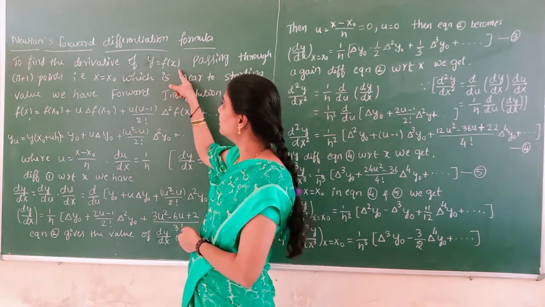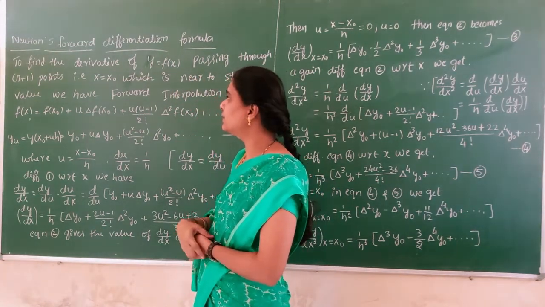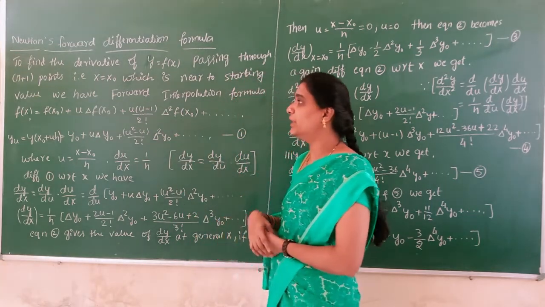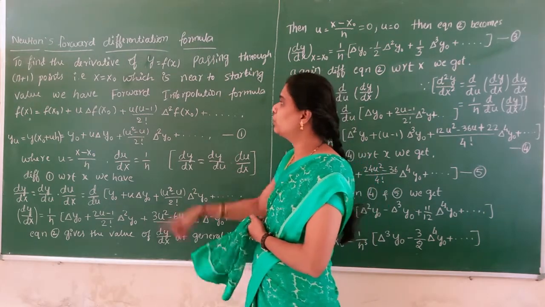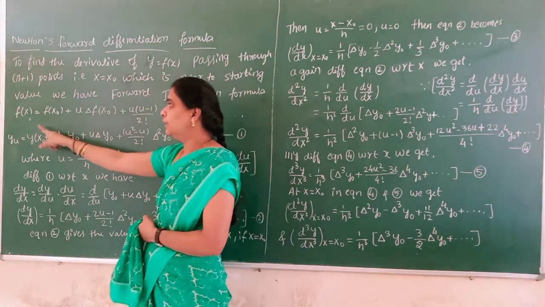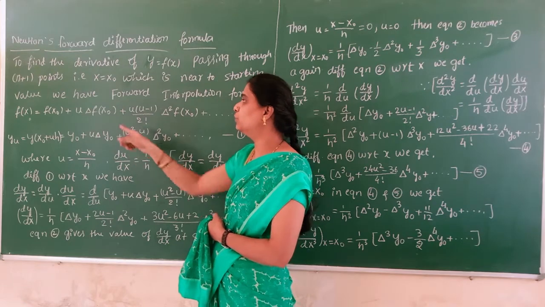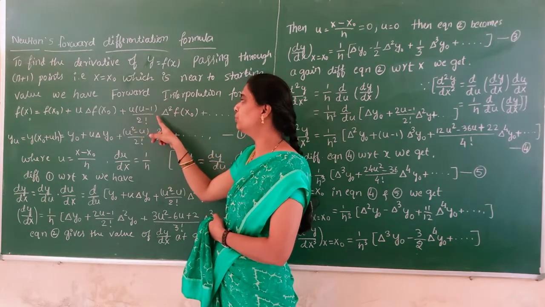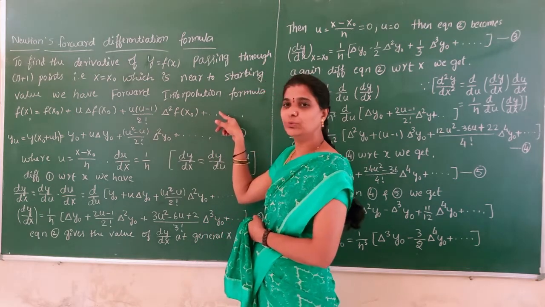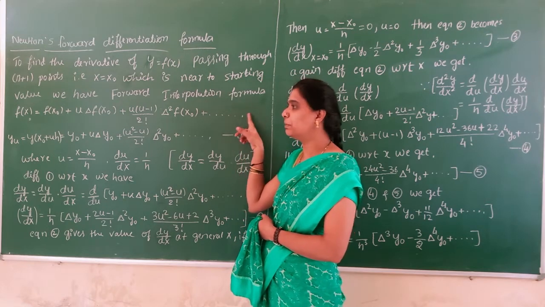We have to consider the function y is equal to f of x passing through the n plus 1 points, starting with x is equal to x naught, which is nearer to the beginning or starting point. So we have to apply the forward interpolation formula. As I said, what is our forward interpolation formula? f of x is equal to f of x naught plus u delta f of x naught plus u into u minus 1 upon 2 factorial del square f of x naught plus u into u minus 1 into u minus 2 upon 3 factorial into del cube f of x naught plus so on, etc.